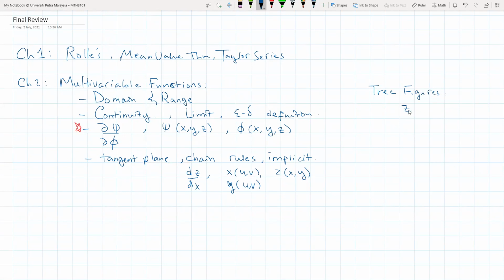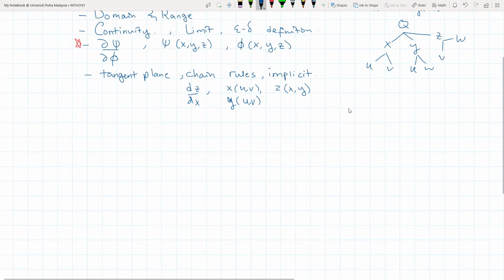So z, for example, you have x, y, not z. Let's try to use another one. Maybe let's use q. Q depends on x, y, and z, and then x depends on u and v, y depends on u and w, z depends on v and w, for example. So let's try to recall what you need to be done. All right, and then we move to chapter 3.